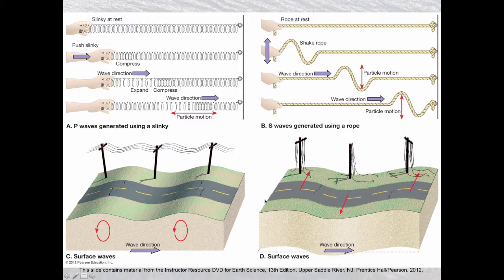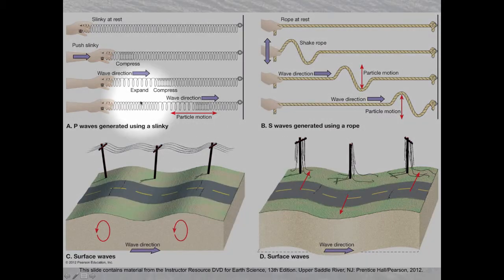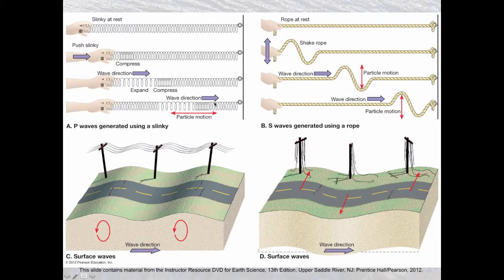Various different kinds of energy or waves are released during earthquakes. The two main types of waves that are released in earthquakes are P waves. These are compressional waves. The illustration is using a slinky, which is basically a coiled spring toy, if you don't know what a slinky is. When you push that slinky, there's a wave of energy that progresses in a straight line through that slinky. That's a compressional wave, or what seismologists call a P wave.